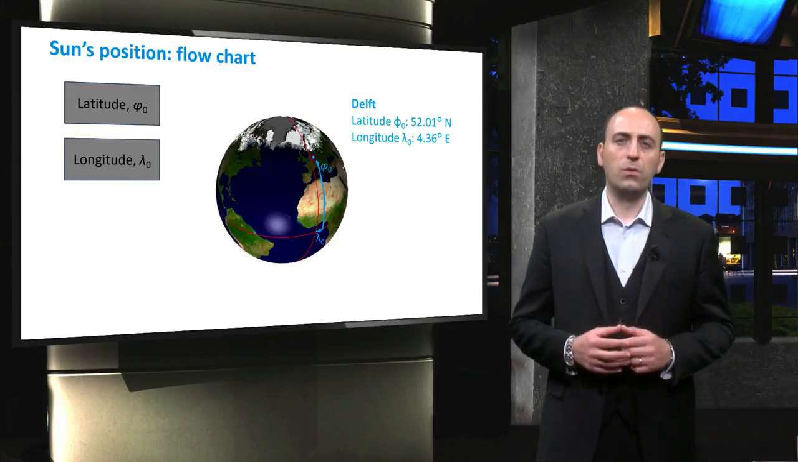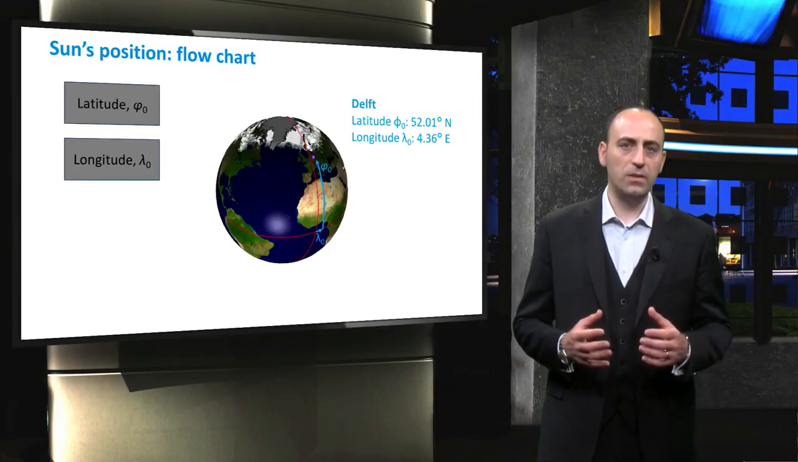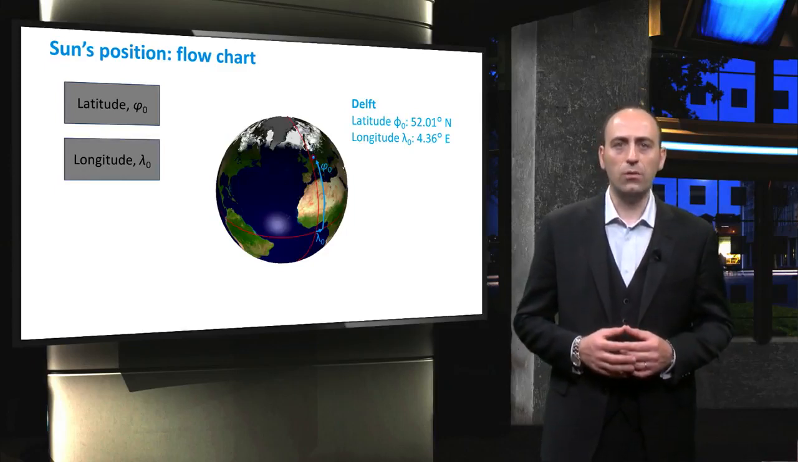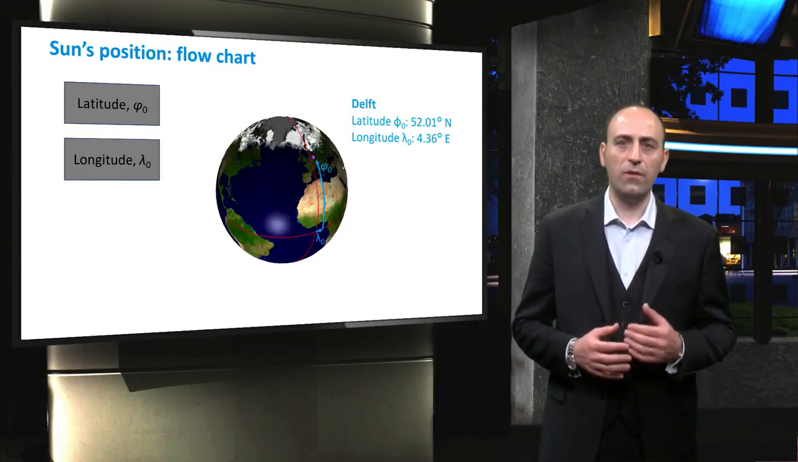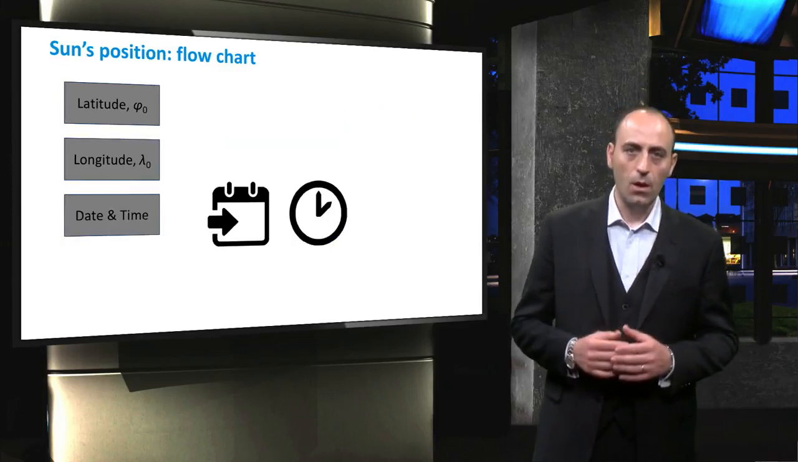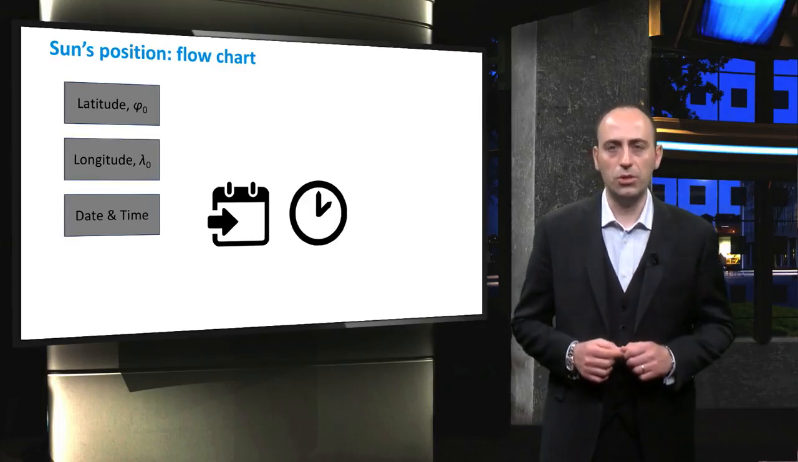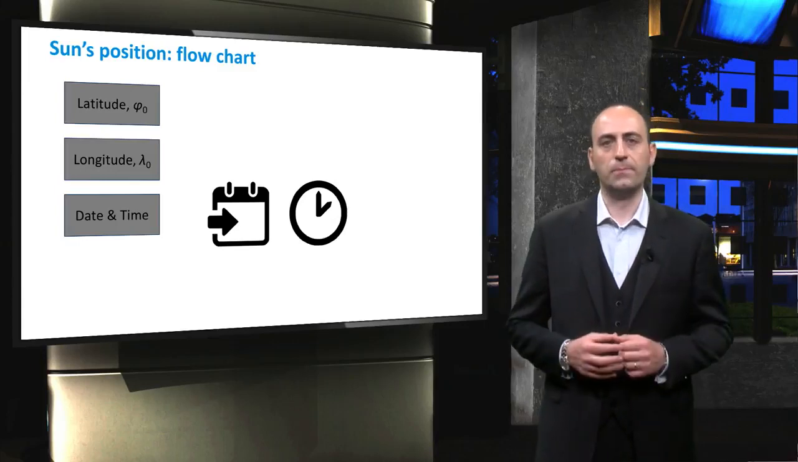First step is to locate the observer position on the Earth crust, and thus the PV system, by means of the geographical latitude phi and the longitude lambda. In this case, we have Delft, that is located 52 degrees north and 4 degrees east. We also need the moment of the day in which we want to calculate the position of the Sun. So we have to provide the date and the time.